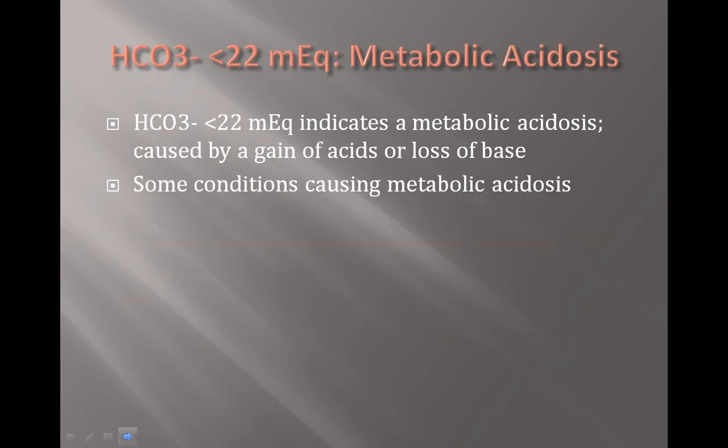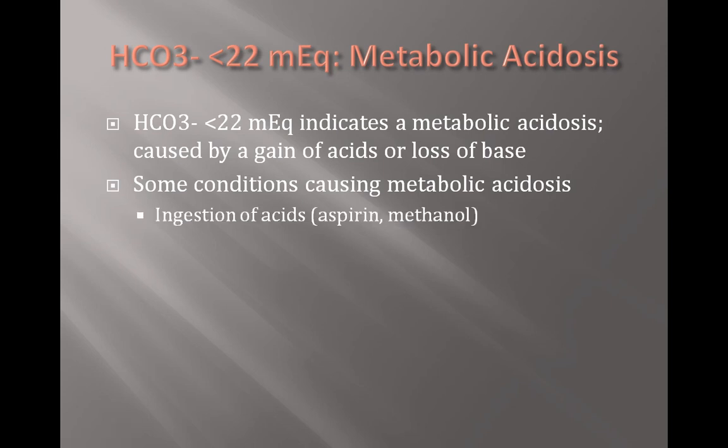Now, let's look at what happens to pH balance when bicarb falls outside of normal range. Understanding that bicarb functions as a base, a decrease in this element will result in an acidosis. So a bicarb of less than 22 milliequivalents that results from a gain of acids or a loss of base will cause a metabolic acidosis.